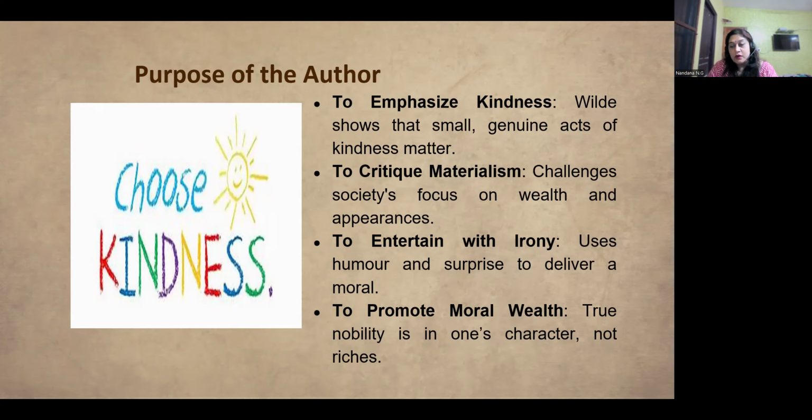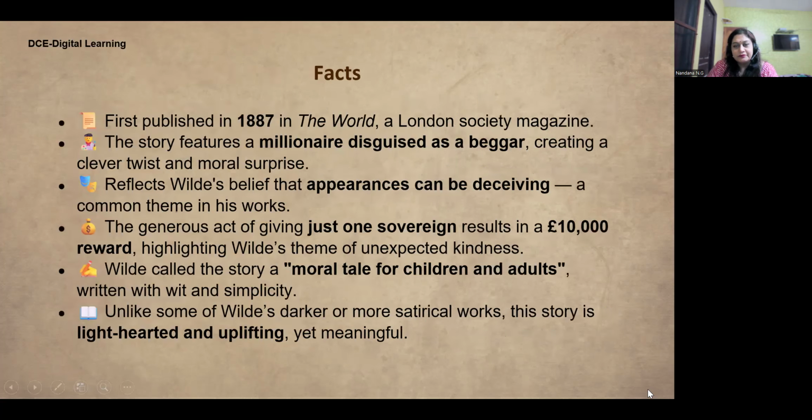Look at the word moral wealth. This is a paradox because both moral and wealth are two extremes. Moral refers to ethics, principles, or virtues. Wealth usually is considered as something which is related to money. But then here he's trying to promote moral wealth. That is to say, true nobility is in one's character, not riches.